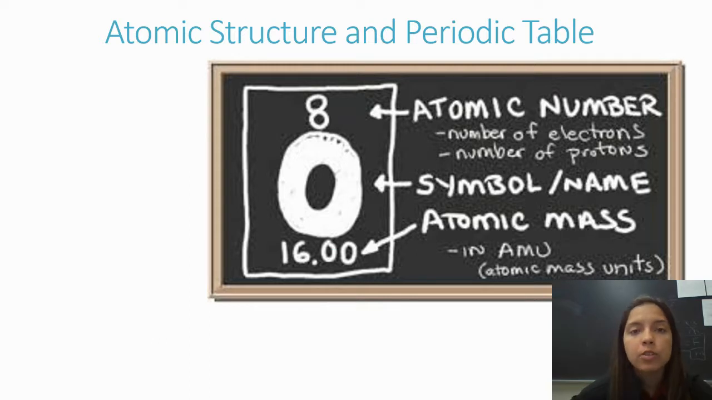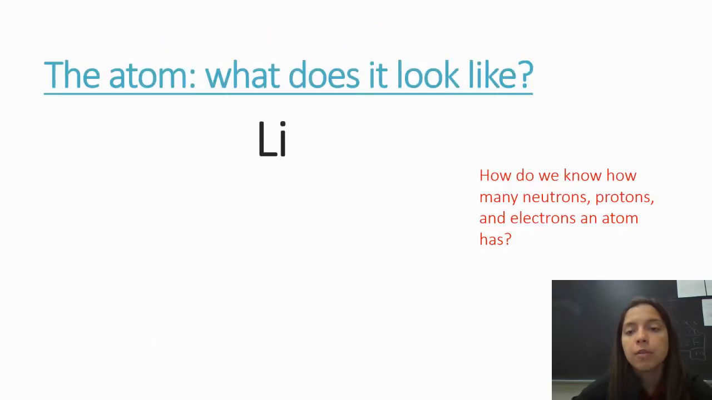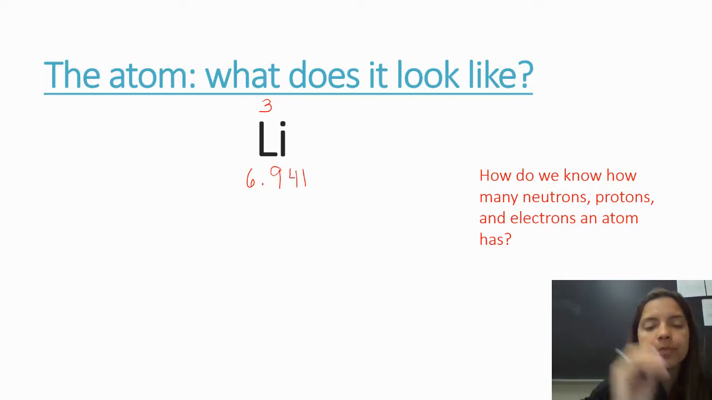Now let's go back to our previous example, which is lithium. I'm going to look at my periodic table, and I see that lithium's atomic number is 3, and it has a mass of 6.941. You can round that to 7 when we're doing the math.